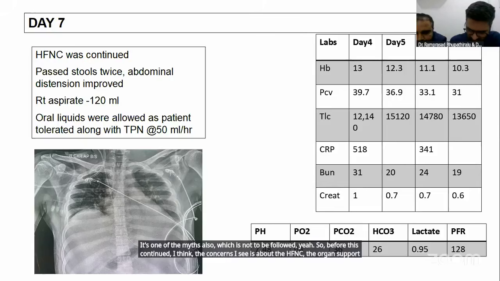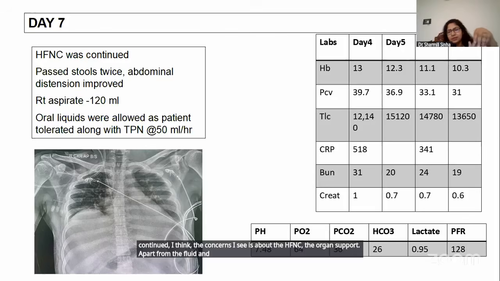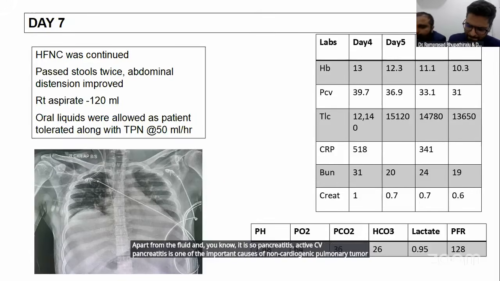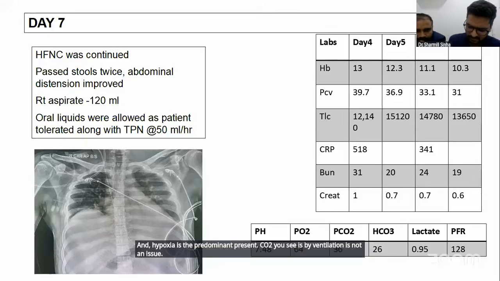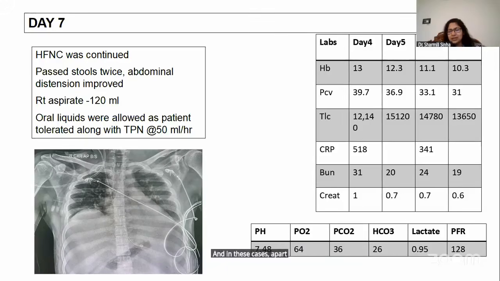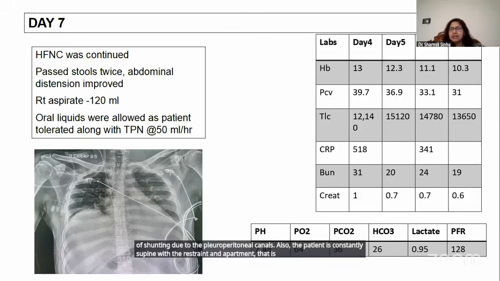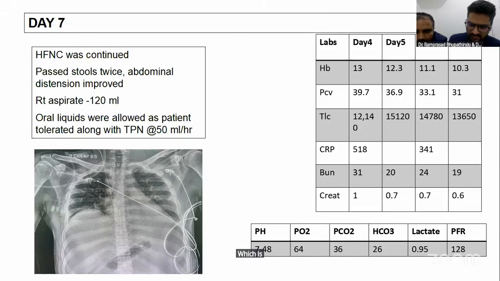Yes. Apart from the fluid, acute severe pancreatitis is one of the important causes of non-cardiogenic pulmonary edema. And hypoxia is the predominant presentation. CO2 is fine, so ventilation is not an issue. And in these cases, apart from the capillary leaks, there's a lot of shunting due to the pleuroperitoneal canals. Also, the patient is constantly supine with the distended abdomen, that is basal atelectasis. It disproportionately causes VQ shunts, which is responsible for this degree of hypoxia.